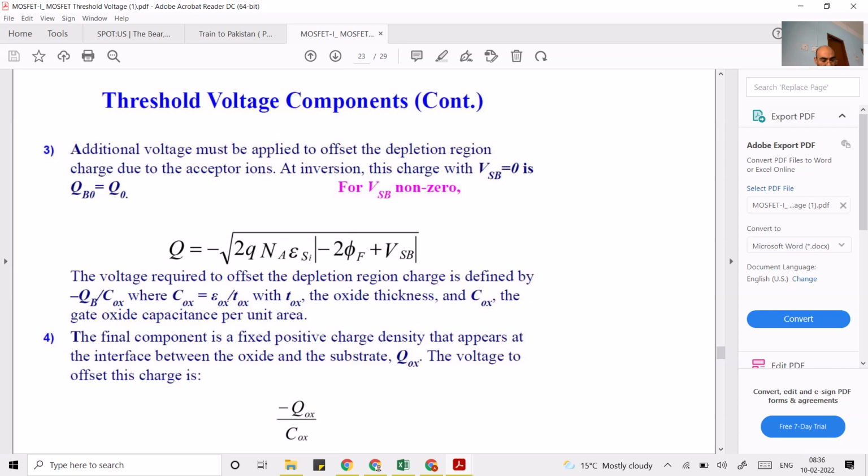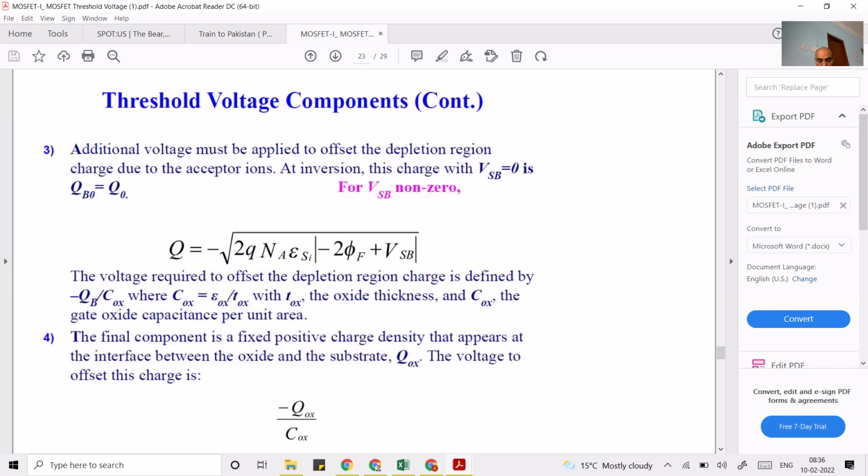QB is like body. So whatever charge is there in the depletion region of the body, that is why it is written QB. So QB0 is when your body is at ground potential. Whereas in general, if the body is at a certain voltage, then you denote it by QB. Okay, and the other, this capacitor per unit area again. Capacitor per unit area is defined as Cox, which is epsilon ox upon T ox, the thickness of the oxide. So this is what the oxide thickness is here.